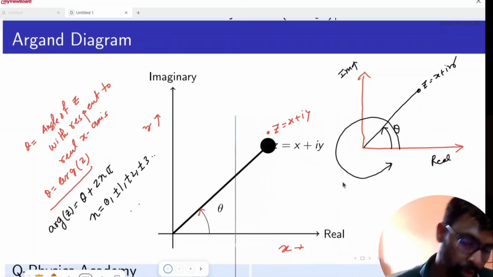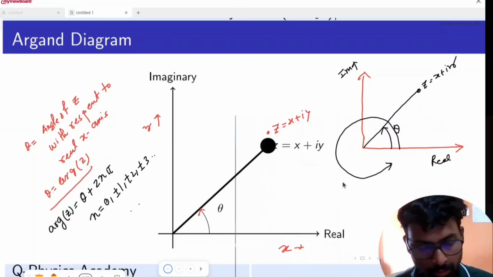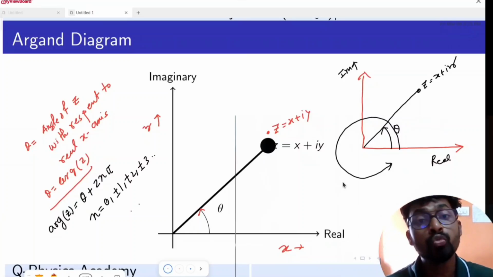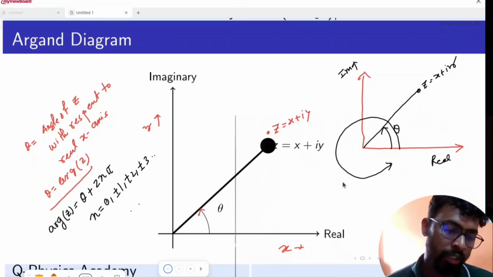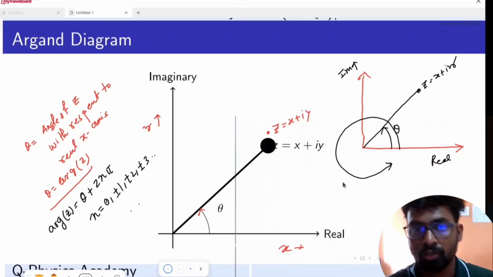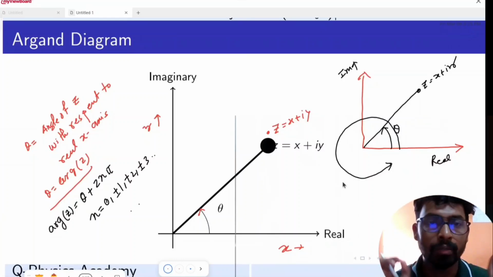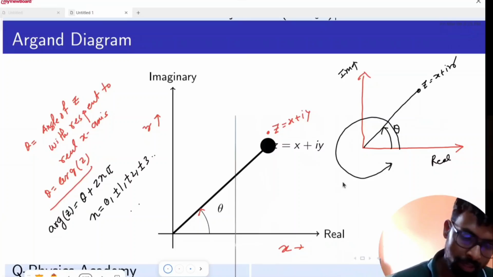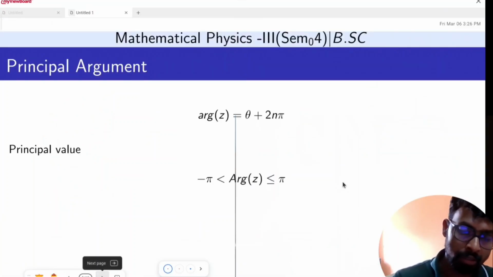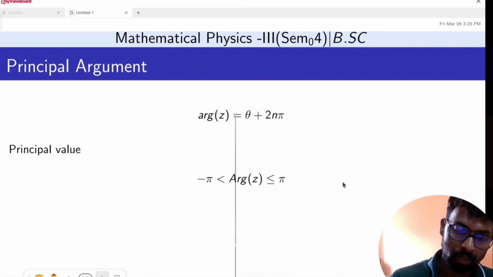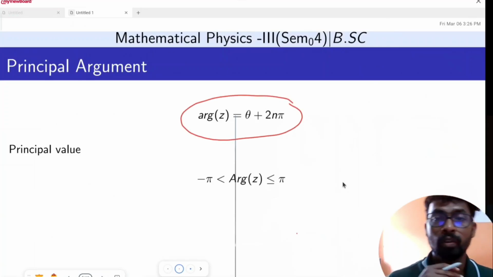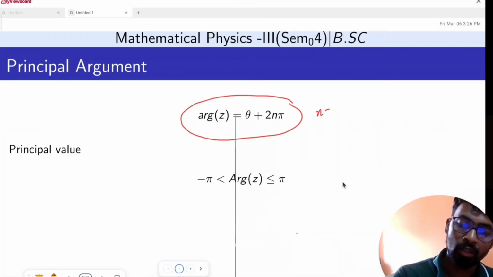So just keep in mind, for any complex number, the argument is theta, where theta is tan inverse y by x, plus 2n pi, and n takes values like 0, plus minus 1, plus minus 2, plus minus 3 and so on. I think you understand what the argument of any complex number is. Okay, that's fine. Let's discuss the principal argument part. This is the argument of any complex number, theta plus 2n pi, where n equals 0, plus minus 1, plus minus 2, plus minus 3, and so on.